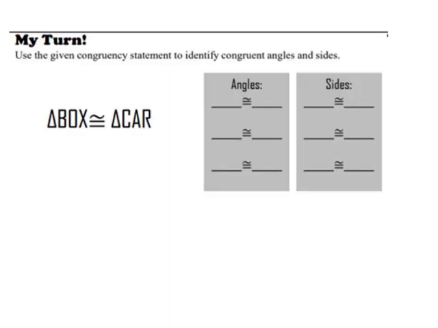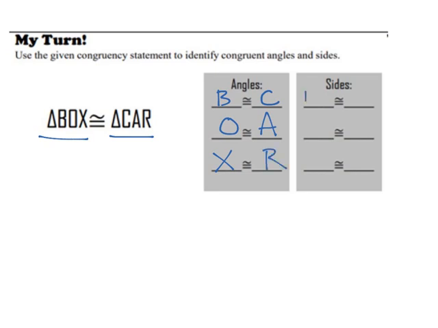So my turn. Let's go ahead and take this one here. Use the given congruency statement to identify congruent triangles, angles, and sides. So triangle BOX is congruent to triangle CAR. Boxcar. Okay, so angle B is congruent to angle C. Angle O is congruent to angle A. Angle X is congruent to angle R.